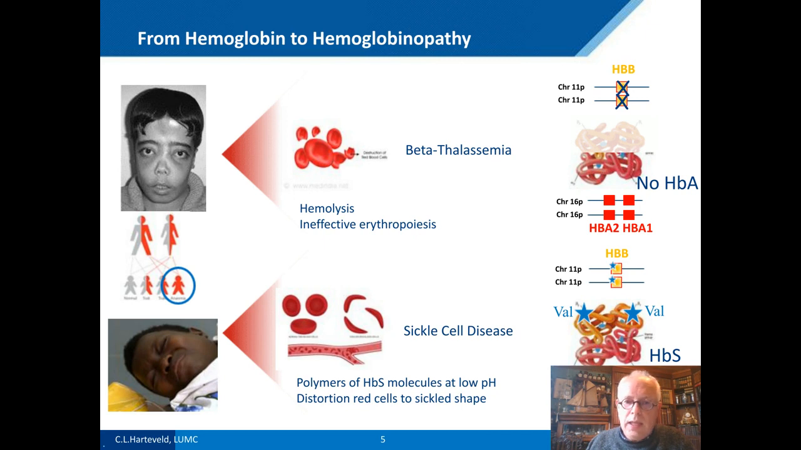And this hemoglobin S forms polymers at low pH or low oxygen tension, and this means that the hemoglobin is actually making polymers. So from solution, it becomes solid, and this distorts the red blood cells, giving the characteristic sickle cell shape. And this also means that the erythrocytes lose their flexibility, so they can cause obstruction of the small vessels. And this goes with an intense pain, the so-called sickle cell crisis.